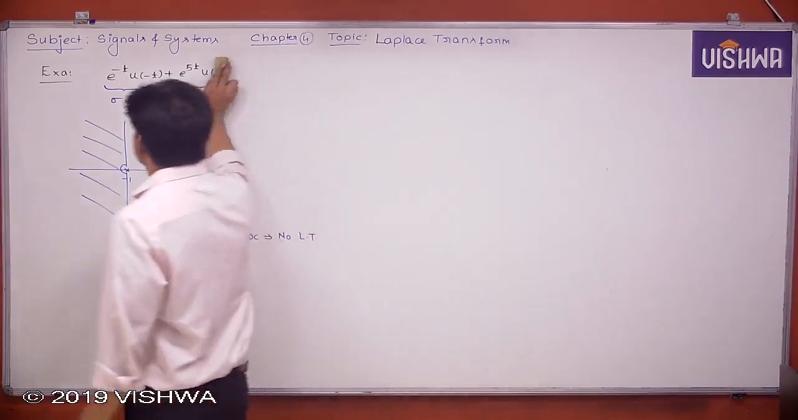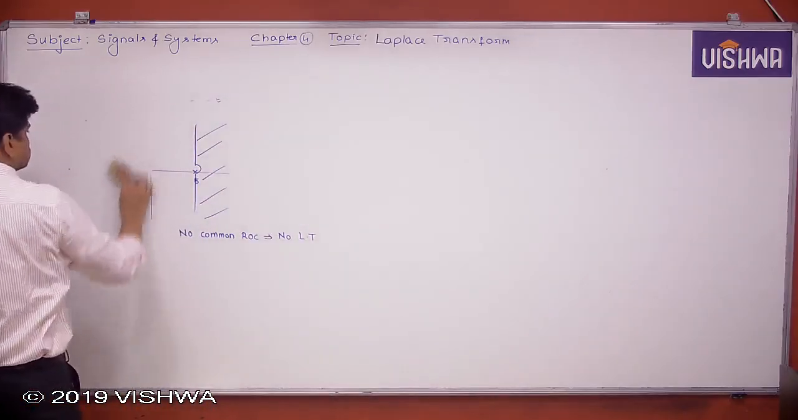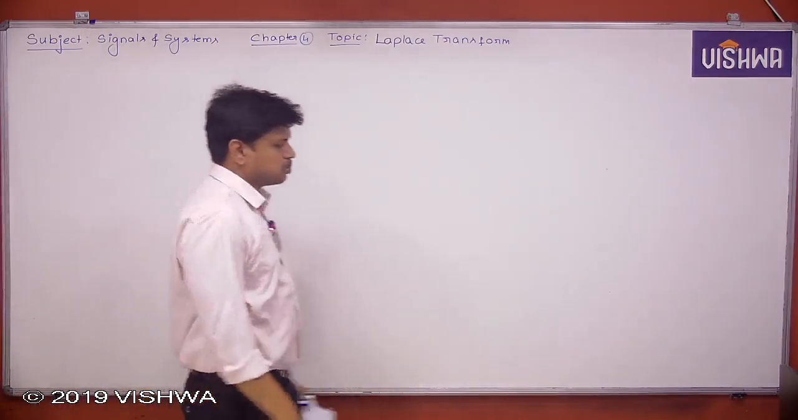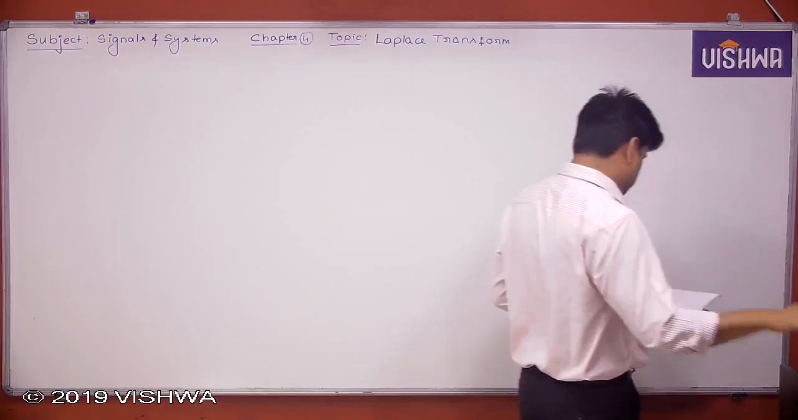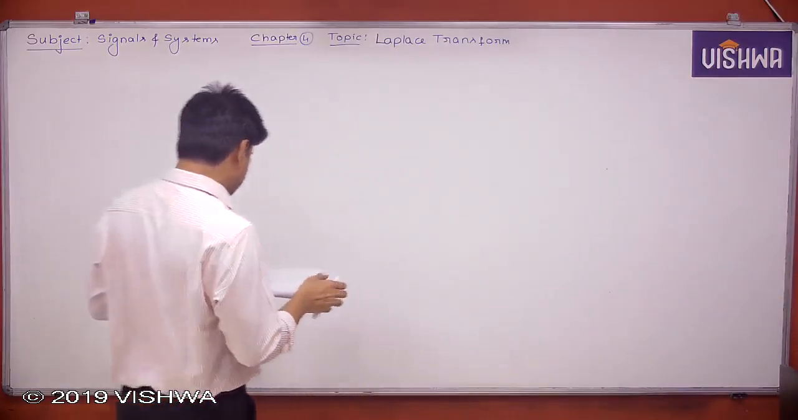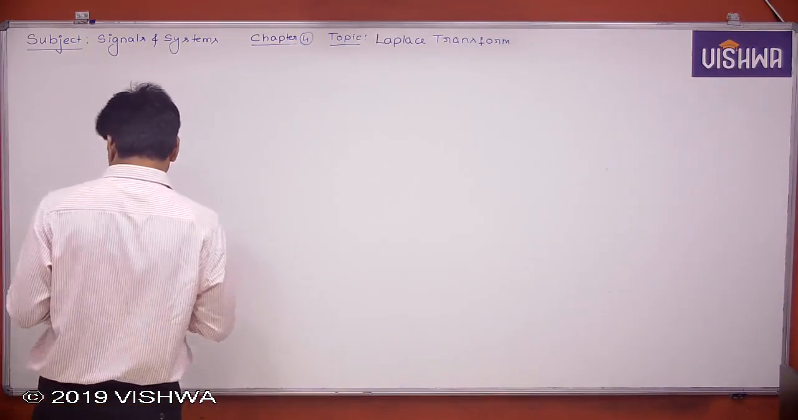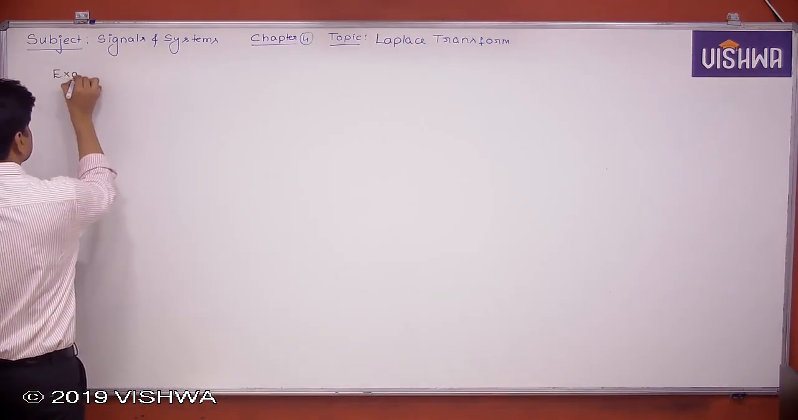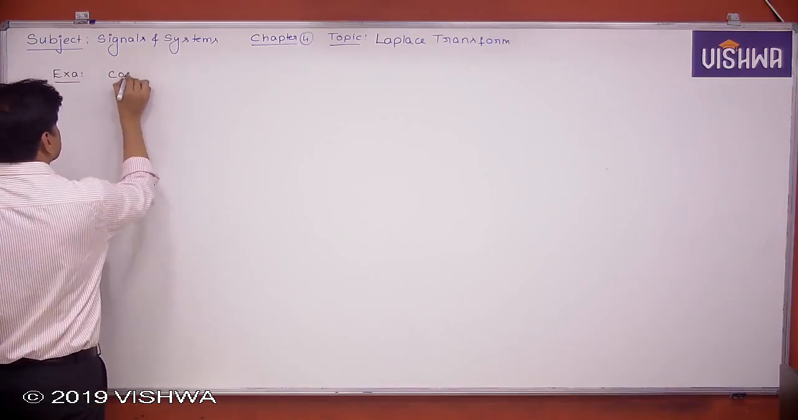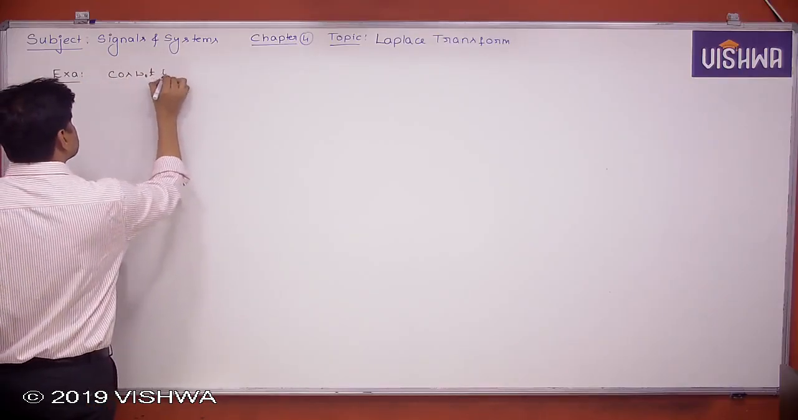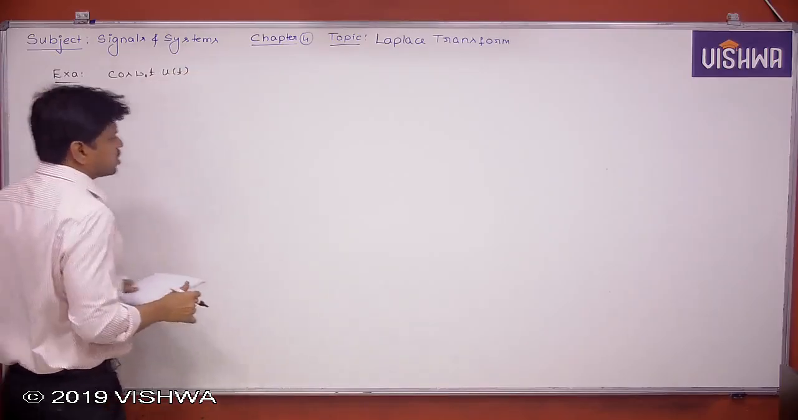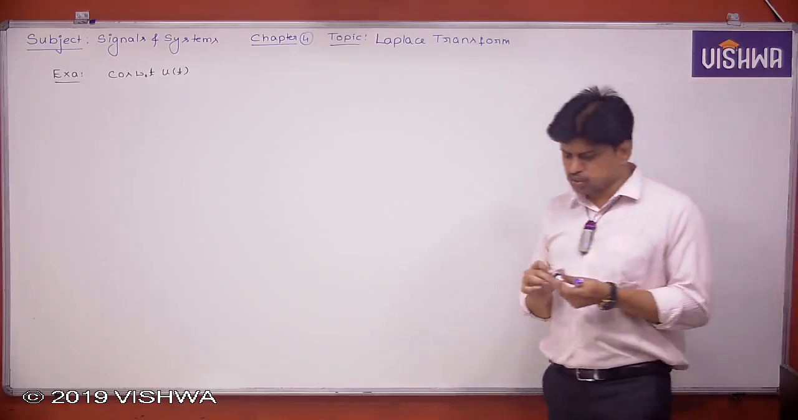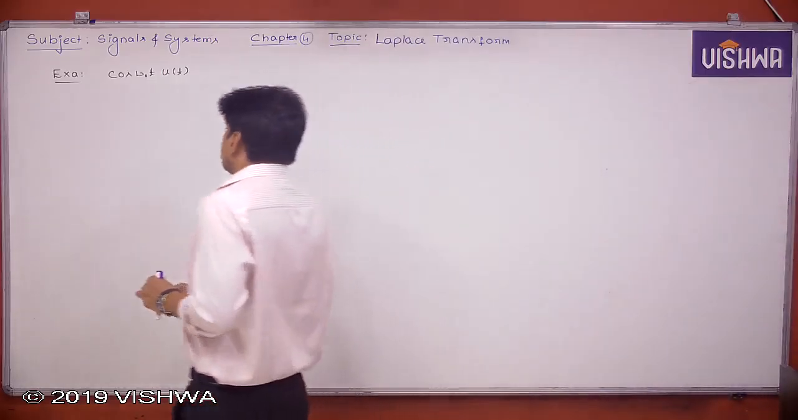Okay. Next. Cos omega naught t u of t. For this one, I want to find out what is the Laplace transform and ROC. How can we do this?